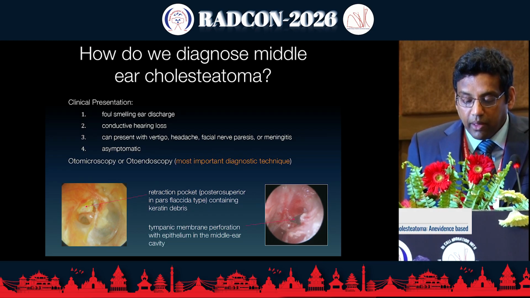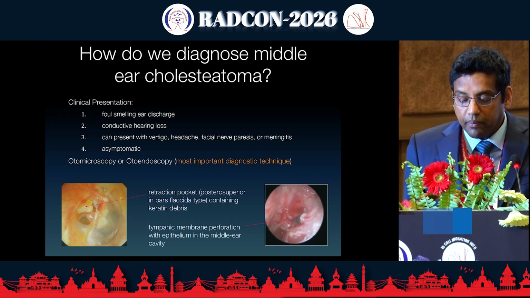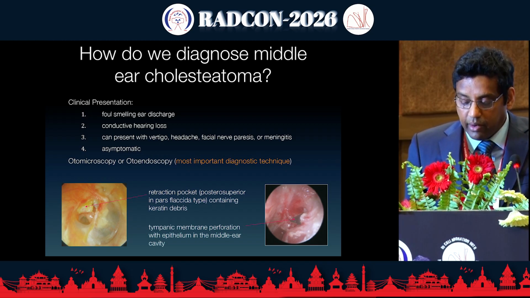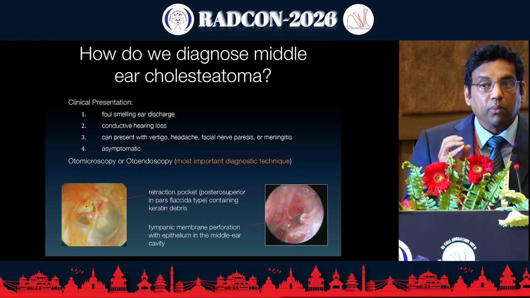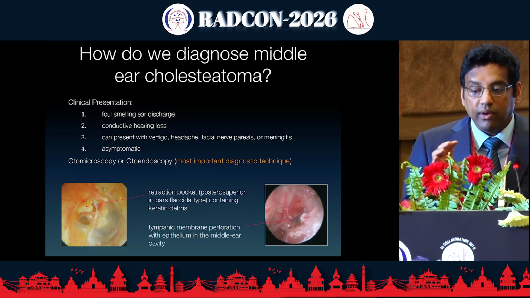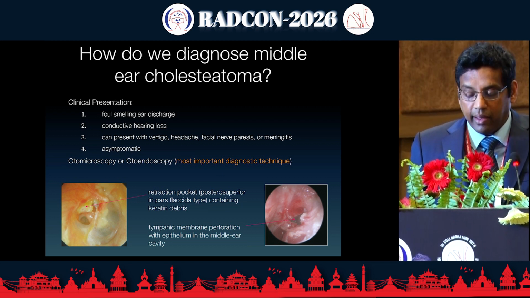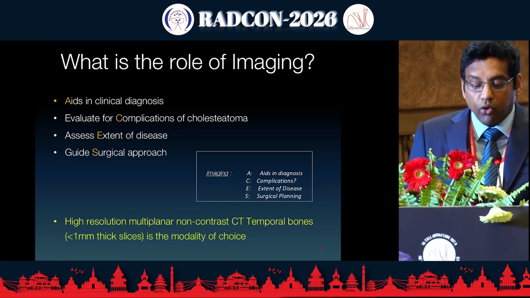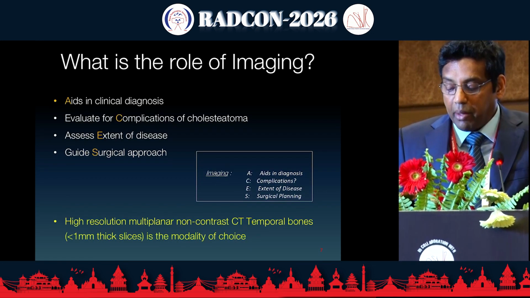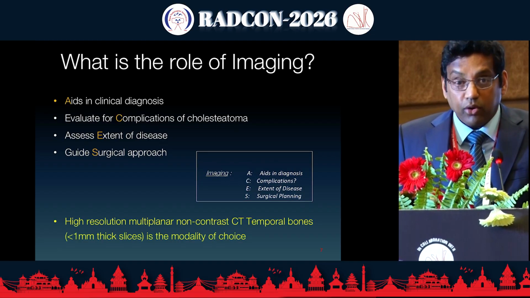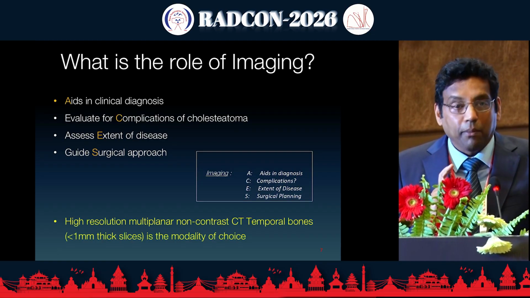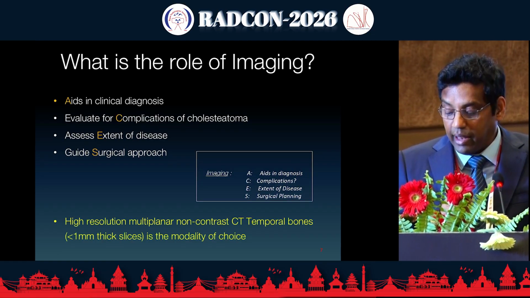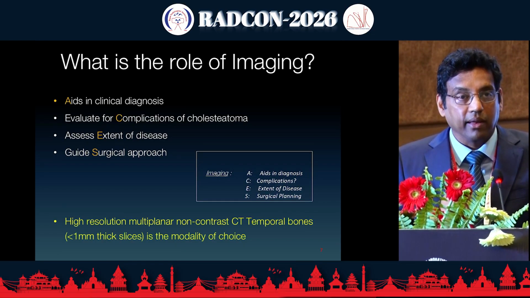Let me just put my pointer. Yeah, you can see the keratin here. Because of the keratin, cholesteatoma is very different from any infection in the middle ear, and we'll talk about that later. So what is the role of imaging? Again, coming back to ACEs, aid in diagnosis, not to make the diagnosis, but to help make the diagnosis. Look for complications, extent of disease, and surgical planning.